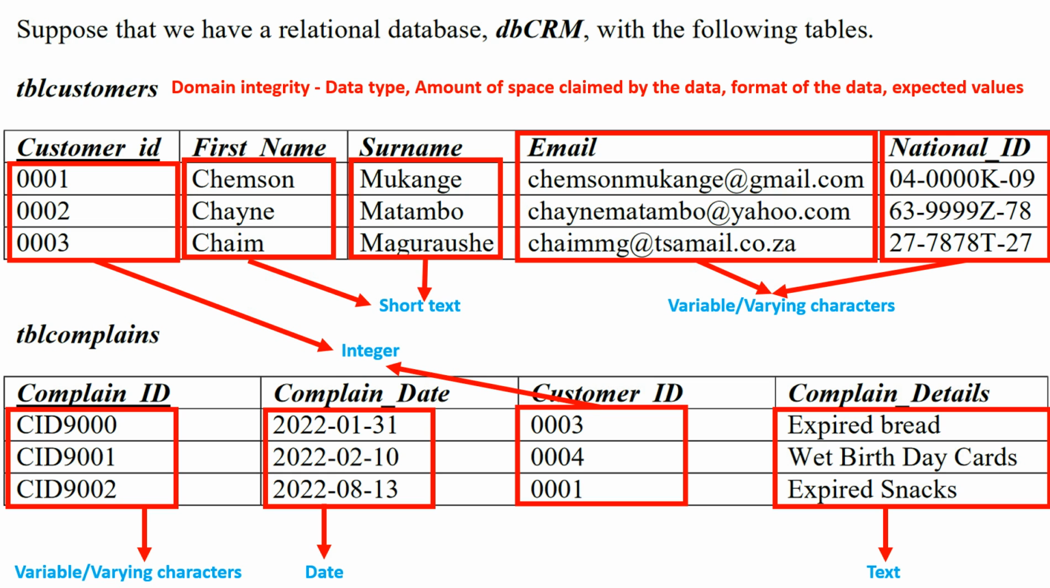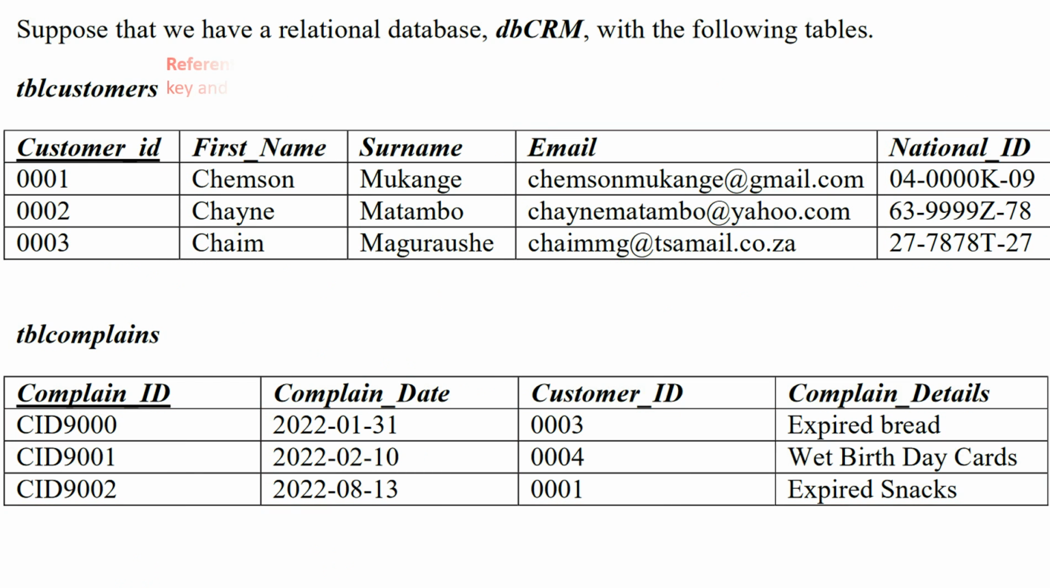And examples are there. If you talk about data type, you can just mention customer ID. If you talk about amount of space, you can just say I may choose to use integer there because it's that short. And then on first name and surname, why you choose short text, why you choose variable characters over there, and so forth. So that's domain integrity.